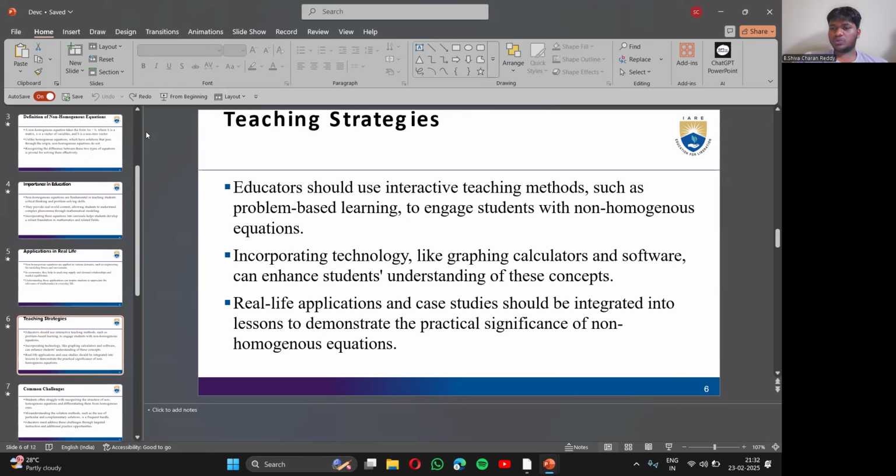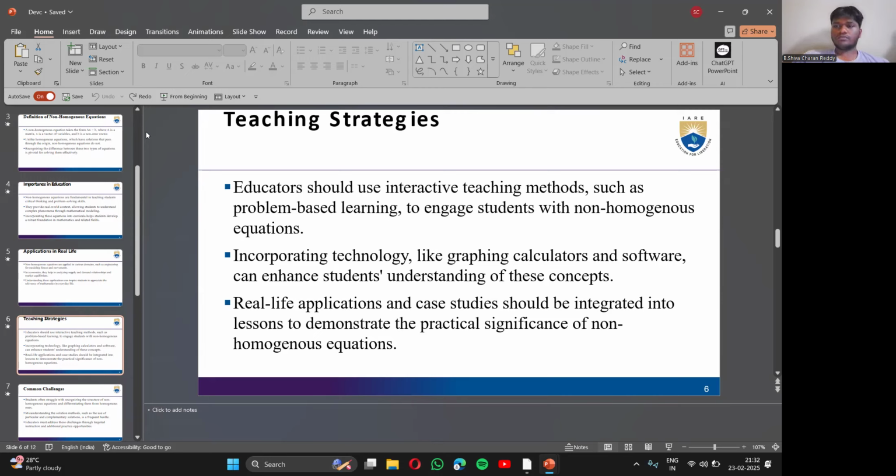And yep, coming to teaching strategies, educators should use interactive teaching methods such as problem-based learning to engage students with non-homogeneous equations. And incorporating technology like graphing calculators and software can enhance students' understanding of these complex problems. Real life applications and case studies should be integrated into lessons to demonstrate the practical significance of non-homogeneous equations.